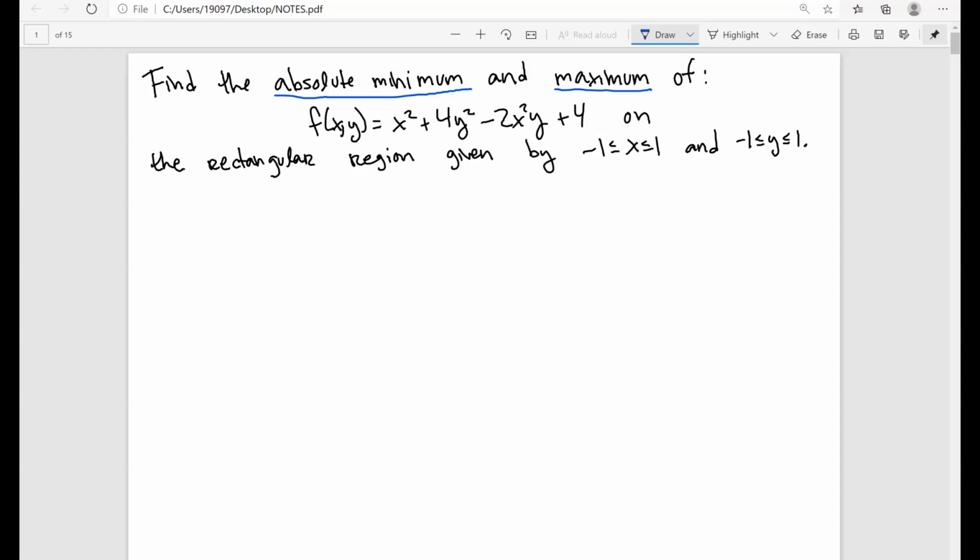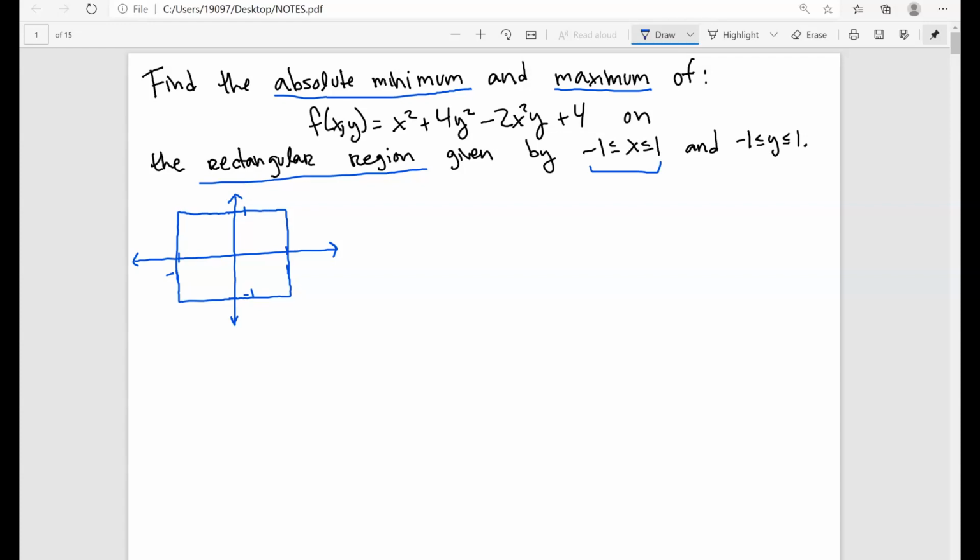So, the first thing is to be able to look at our rectangular region. Like we discussed in class, it looks like this. You have negative 1 and 1 in the range of x, and then in y, we have 1 and negative 1. So we have this rectangular region, and what we want to find is the absolute extremes here.